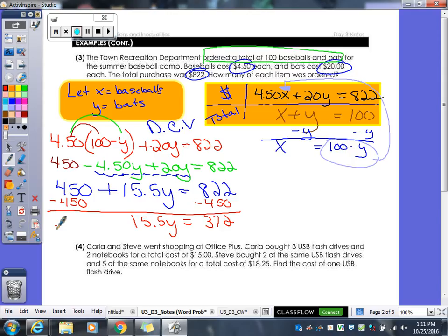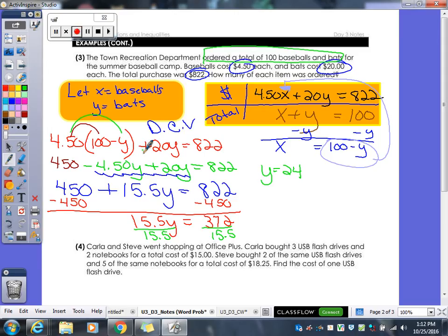Okay, and then what am I going to divide both sides by? 15.5. Okay, now do this in your calculator. I want everyone to do it, not just John. 372 divided by 15.5. What do you get? 24? So y equals 24. Y, remember, was our bats. We ordered 24 bats.